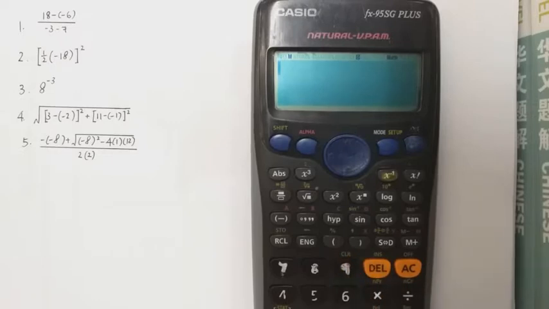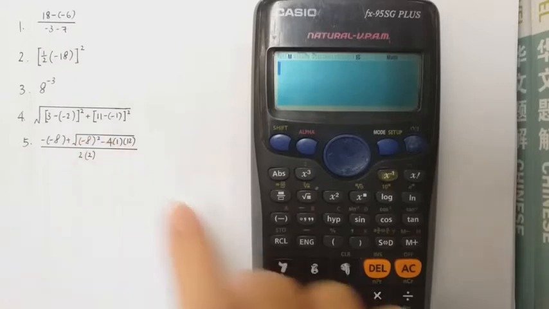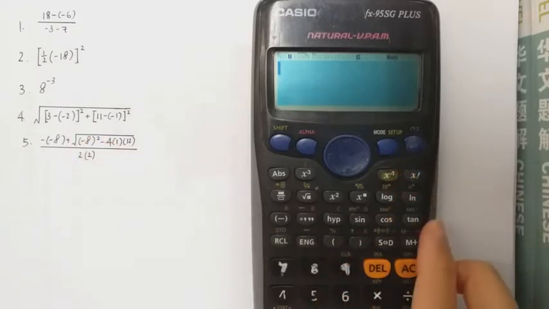Today we will be learning about how to use our calculator to key in operations. We have 5 examples here that we want to key in today into our calculator. So let's see how do we do it.